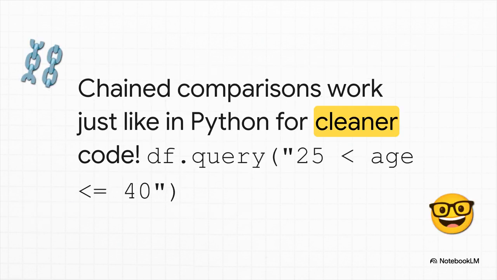And one last little bonus tip that just makes .query so nice to use. You can chain your comparisons together just like you would in a math class or in regular Python. So instead of writing 2 separate conditions, age greater than 25 and age less than or equal to 40, you can just write it all in one go. It's so much cleaner to read.